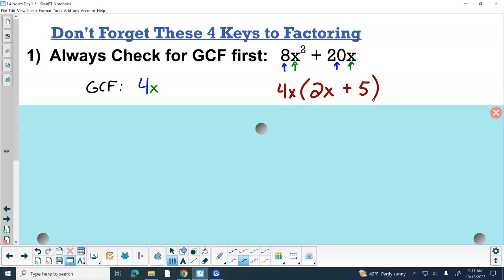You multiply 2x plus 5 by 4x. So distribute the 4x back in? Yep, exactly. We distribute the 4x back in. 4x times 2x is 8x squared. Got it? 4x times 5 is 20x. Got it.